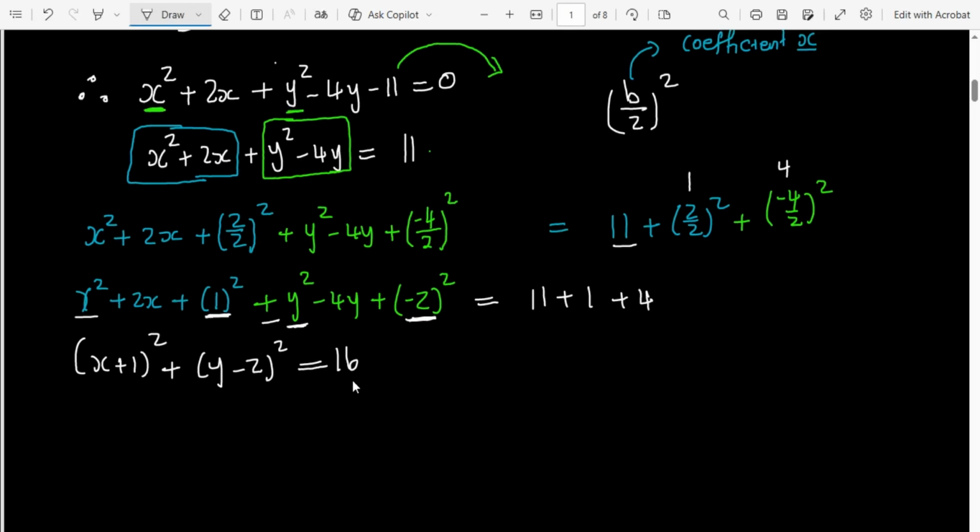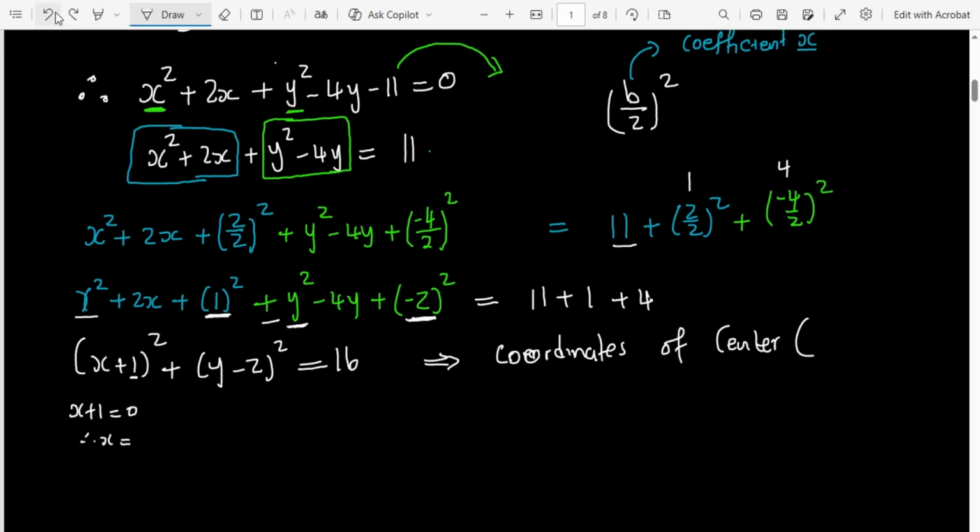So you can see that we have the equation in its standard form. Since you have the equation in standard form, you can determine the radius. First things first, what will be the coordinates of the center? What will be the coordinates of the center? The coordinate of the center will be negative, because remember it's x plus 1 is equal to 0. Therefore, you can say x is minus 1. I hope you understand why it's like that.